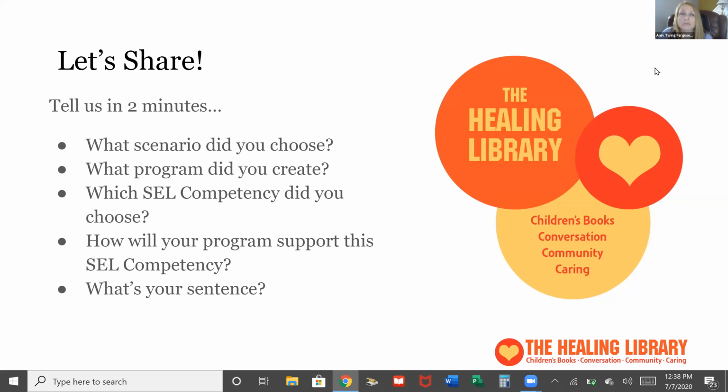You know, the library is working on developing more interactive programming in order to make sure that we are fostering relationship skills between our young patrons, and our young patrons and ourselves.